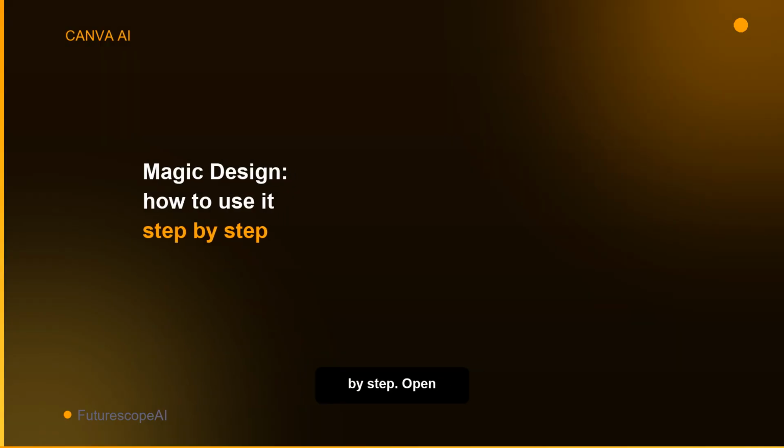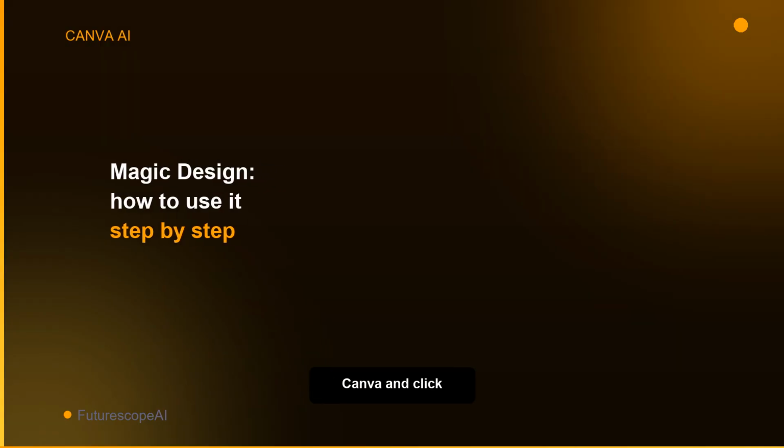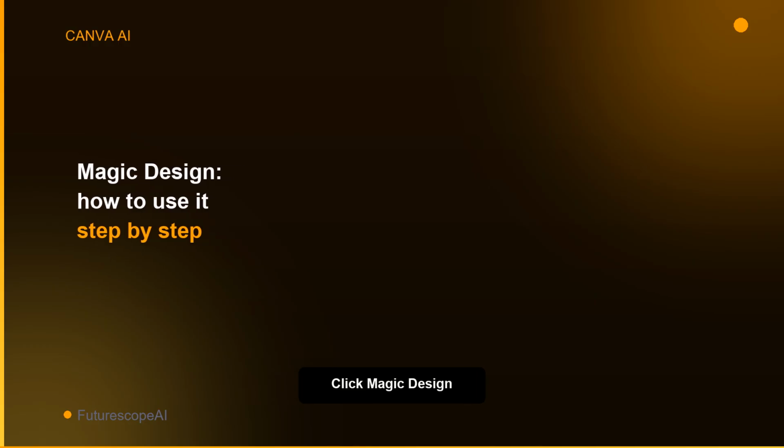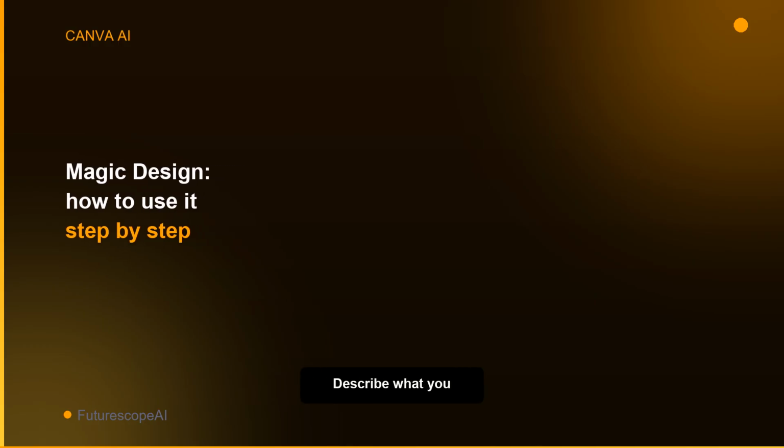Magic Design step by step. Open Canva and click Create a Design. Click Magic Design at the top. Describe what you want, for example, Instagram post for a fitness brand, bold and energetic, dark background, orange accents. Canva AI generates multiple complete designs instantly. Select the one you like best. Every element, text, images, colors, layout is individually editable. The AI gives you a starting point that would previously take 30 minutes to create from scratch.